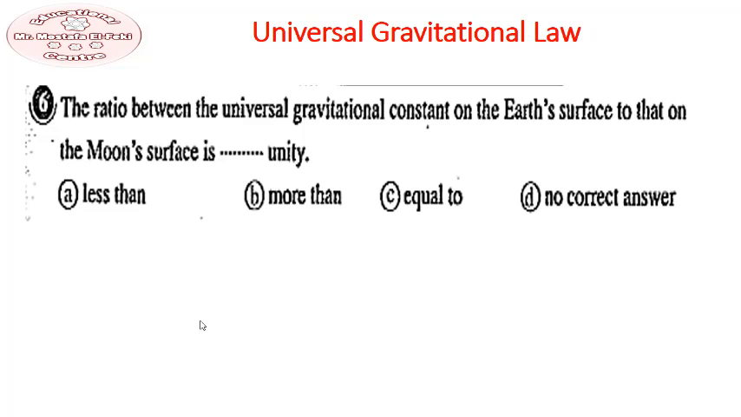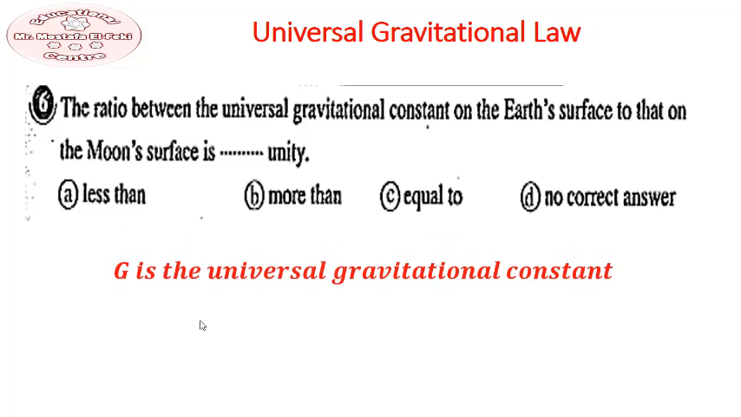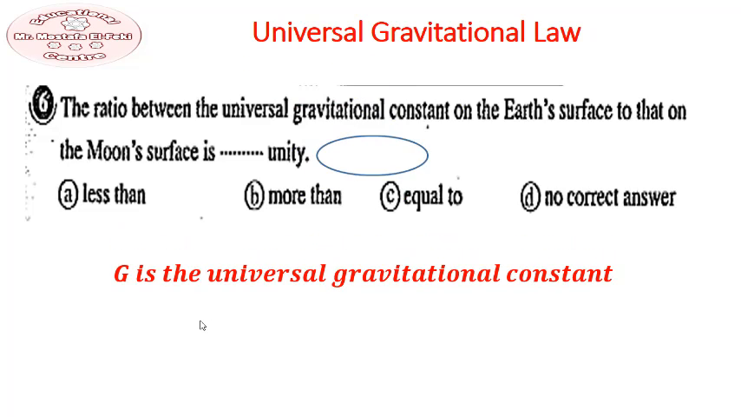The ratio between the gravitational constant on the Earth's surface to that on the Moon's surface is... It is the same. The universal gravitational constant is the same for each of them. Then the ratio between them equals 1.